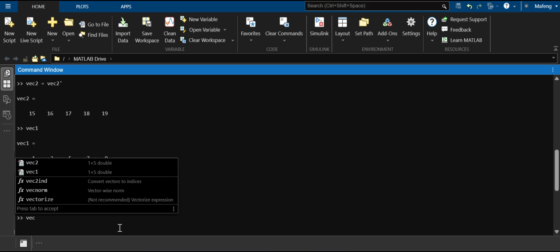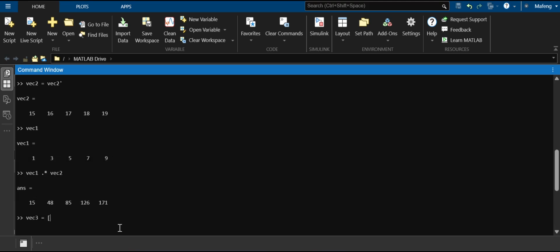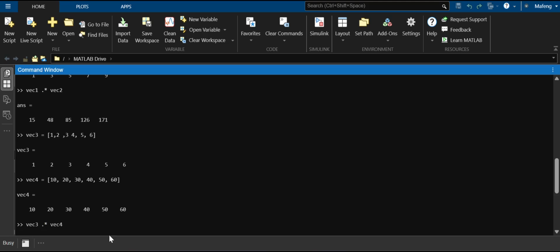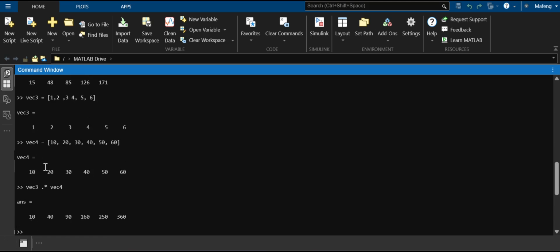Let's try it again with something else. Let's say vector 3 be 1, 2, 3, 4, 5, 6, and then vector 4 be 10, 20, 30, 40, 50, 60. Vector 3 dot times vector 4. Right, so 1 times 10, 2 times 20, 3 times 30, 4 times 40, 5 times 50, 6 times 60. Okay. Alright, so this is multiplication.